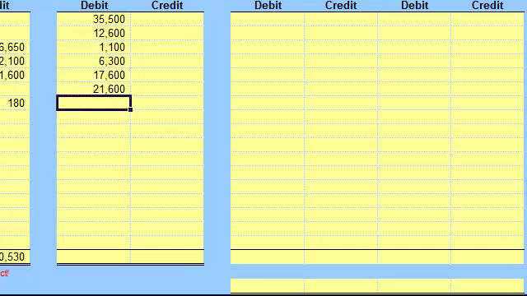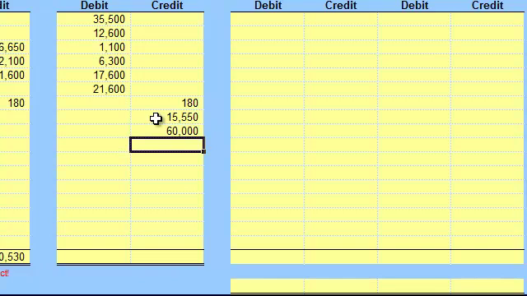Now, accumulated depreciation started with no balance, since this is our first month of operation. And now we have a credit adjustment of $180. So we're going to bring that over to the credit column, $180. Accounts payable had no adjustment, so I'm going to just bring that number over to the credit column. And the capital account had no adjustment, so I'm going to bring that over to the credit column. The drawing account had a $7,000 debit balance and no changes, so I just bring it over. And the fees income, $47,600 credit.